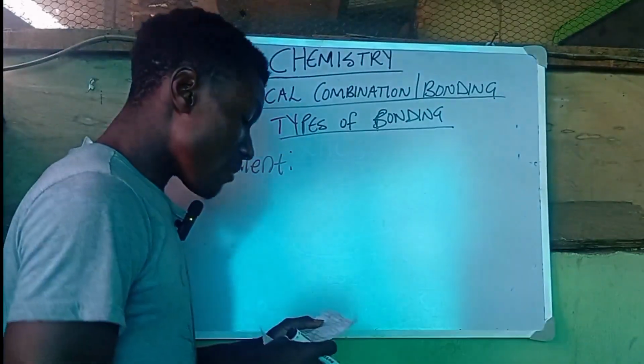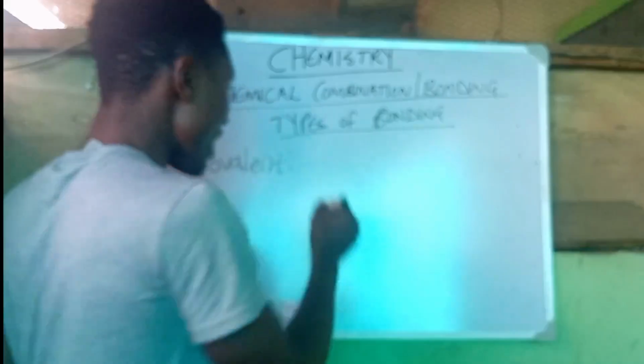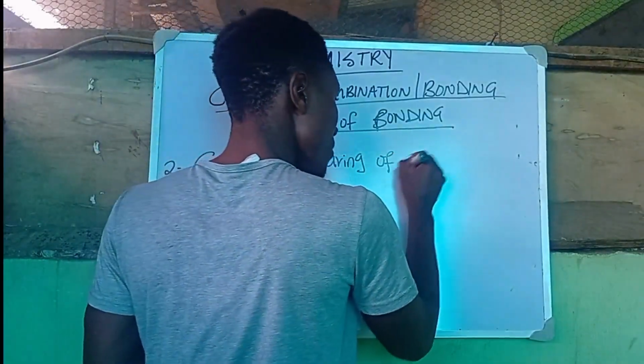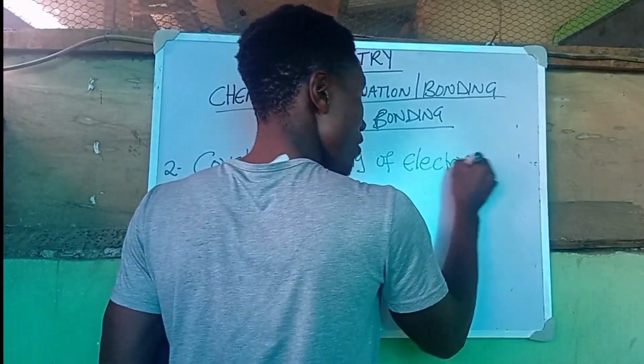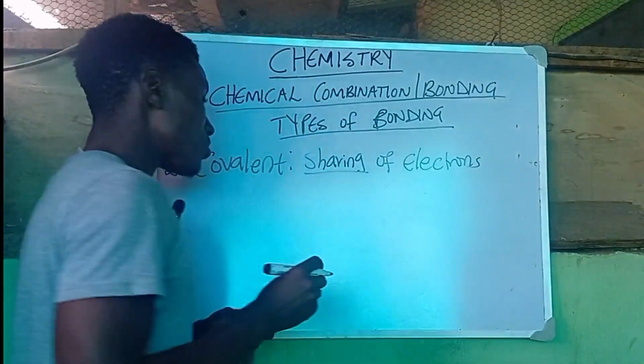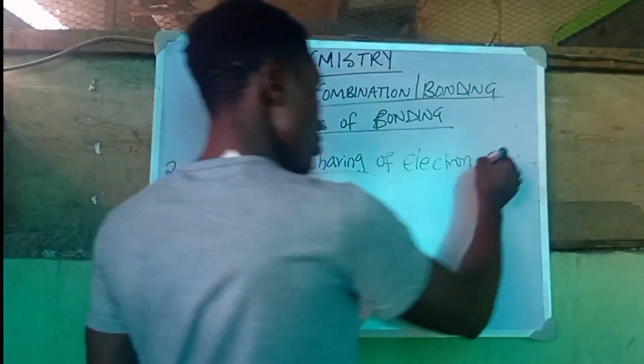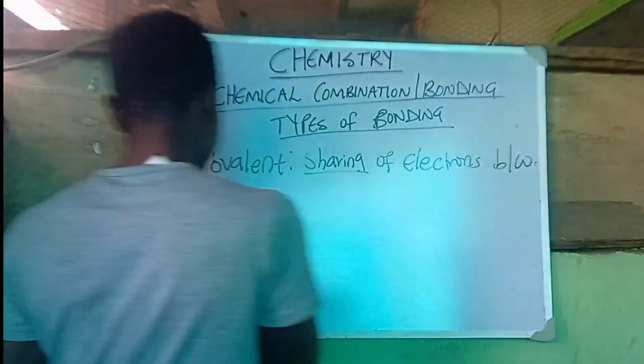So when it comes to the covalent bond, this involves the sharing of electrons. Please take note of the key point. Remember, the ionic bond involves the total transfer of electrons, but the covalent bond involves the sharing of electrons between non-metals.